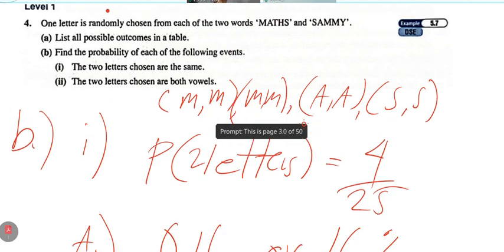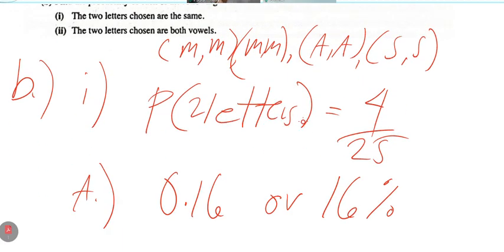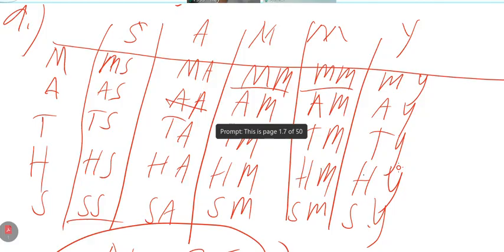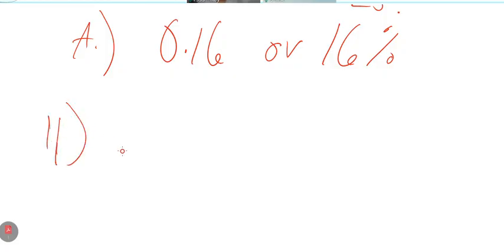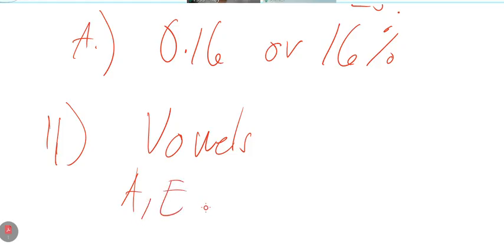Okay, now moving on to the second question, B, is that the two letters chosen are both vowels. Now, looking at the vowels, what are the vowels that we have here? Okay, we have only the letter A. Now, let's go back for a short review. What are vowels? We have A, E, I, O, and U.